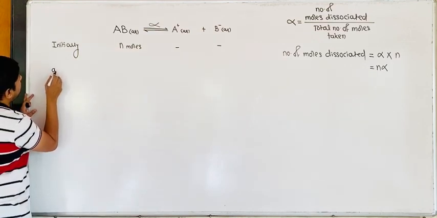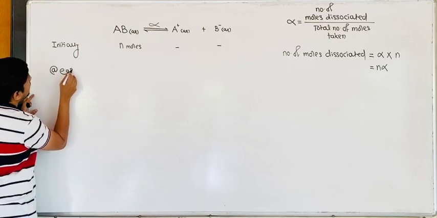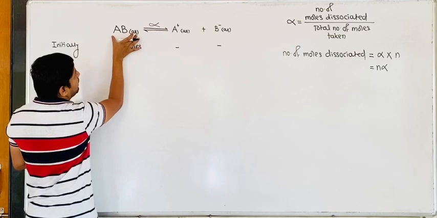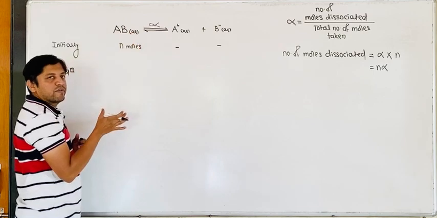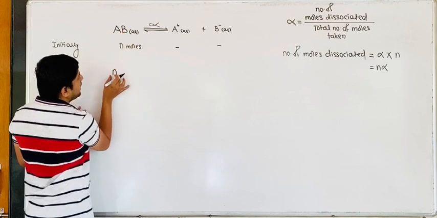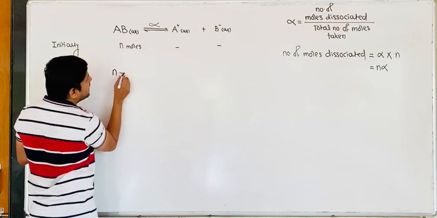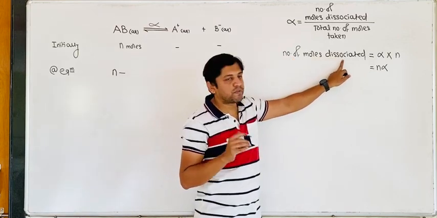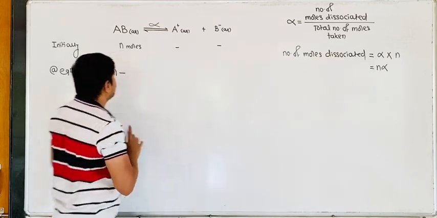So let's say at equilibrium, the amount of AB which is undissociated is moles of AB initially taken minus number of moles dissociated into own ions.